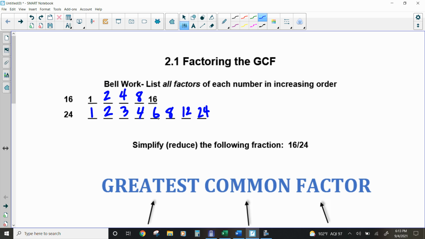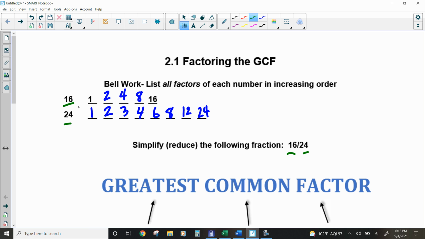So it says simplify the following fraction, and what I want to tie this into is if you don't know how to reduce a fraction, it all ties into your greatest common factor. So if you notice in the fraction, I have a 16 and a 24, and those were the same numbers I used in the bell work.